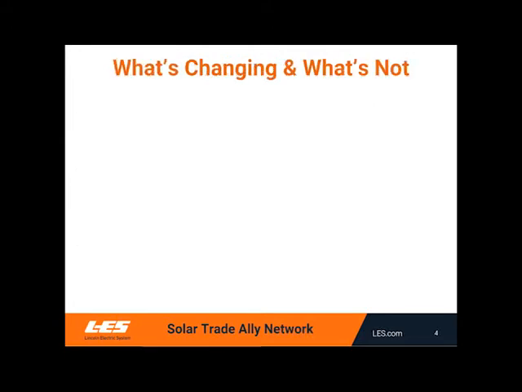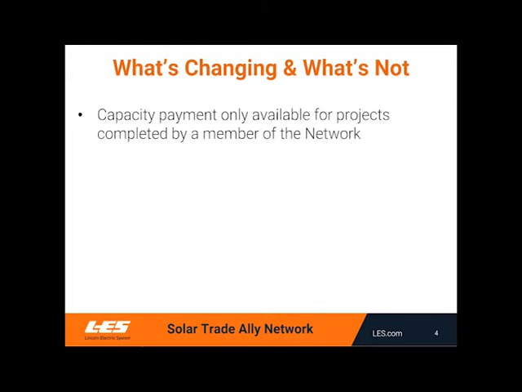So in sum, what's changing starting January 1st and what's not? Let's start with what's changing. In order for a project to be eligible for the one-time LES capacity payment, the project must be completed by a trade ally who is part of the Solar Trade Ally Network, okay? Right now, there is no requirement whatsoever. That will change January 1st.